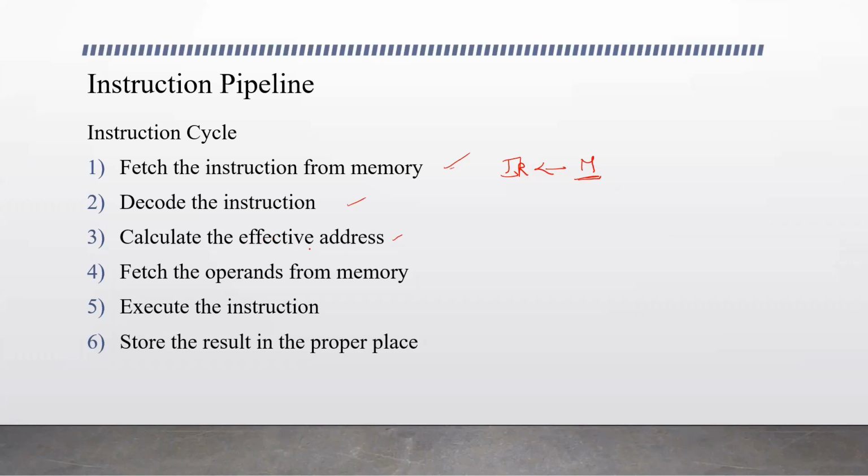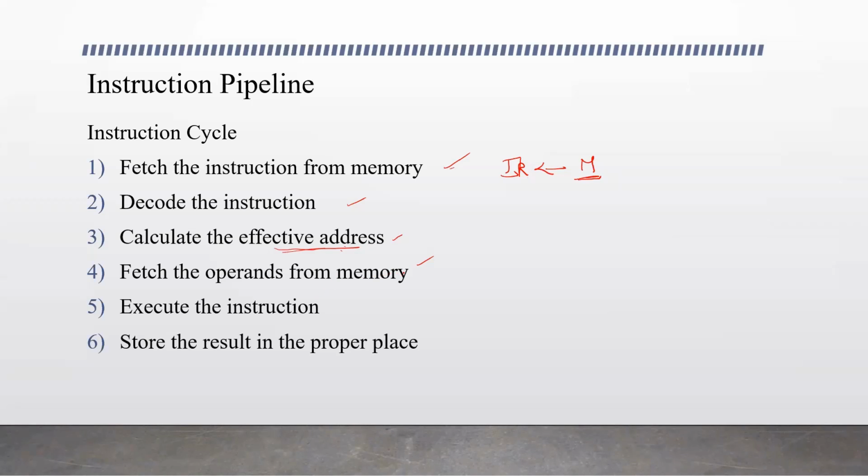So that is the third phase. Then once the effective address is calculated, we can fetch the operands from memory, from the effective address calculated. The effective address shows the location of the operands. So fetching the operands from memory, that is the fourth phase of the instruction cycle.